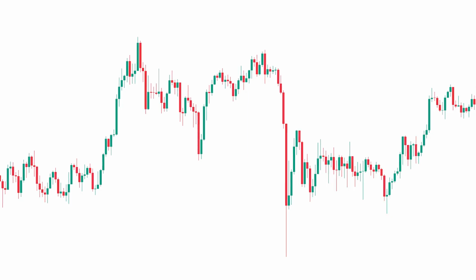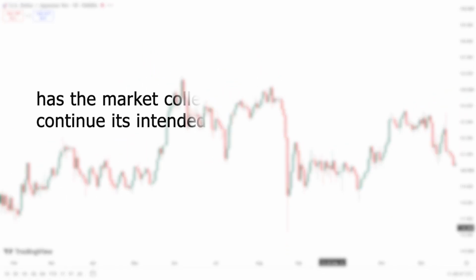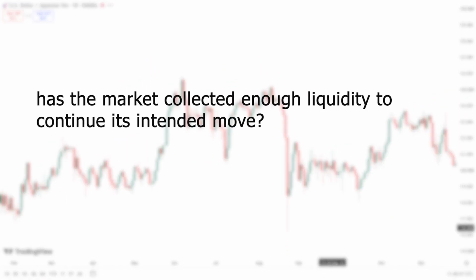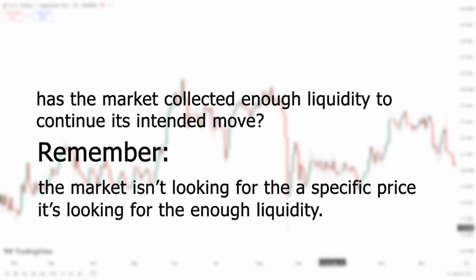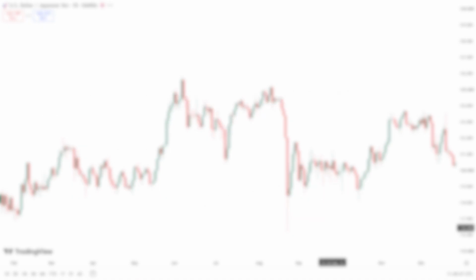So don't focus on how far price moves. Ask yourself this: has the market collected enough liquidity to continue its intended move? Remember, the market isn't looking for a specific price. It's looking for enough liquidity.